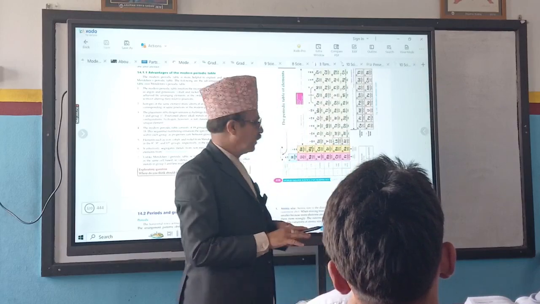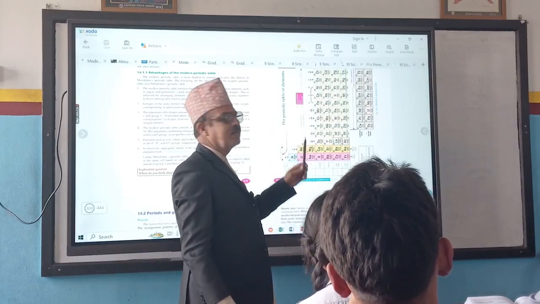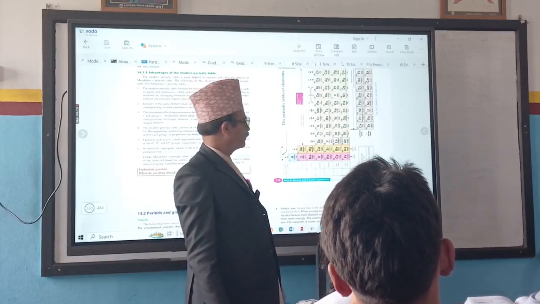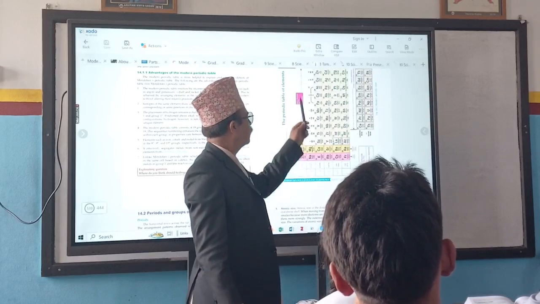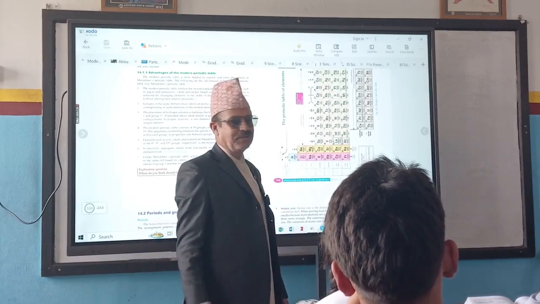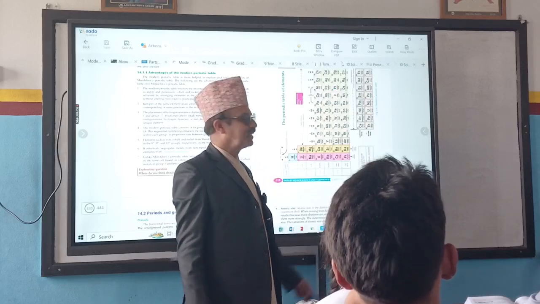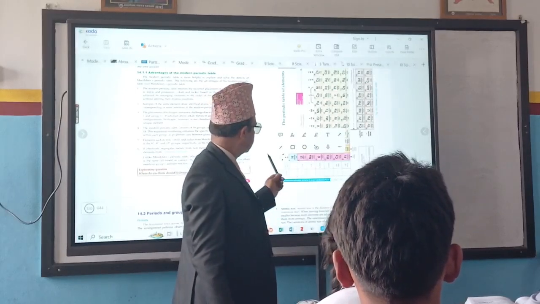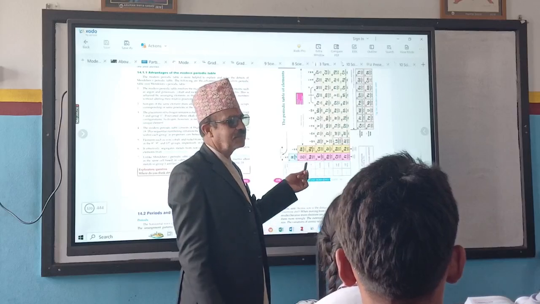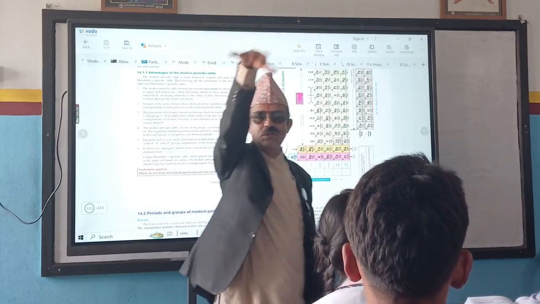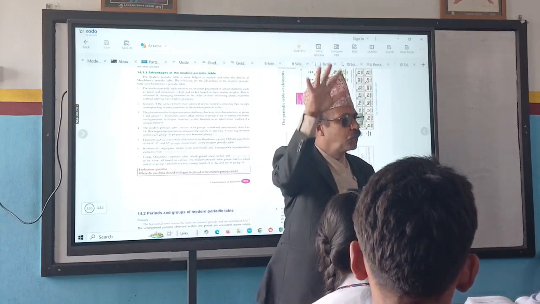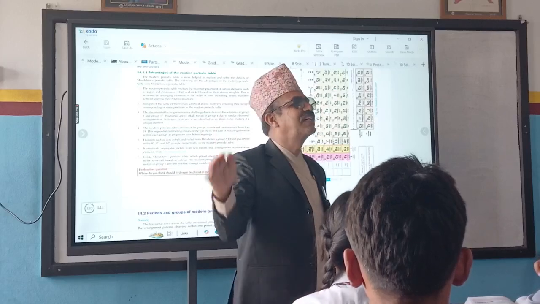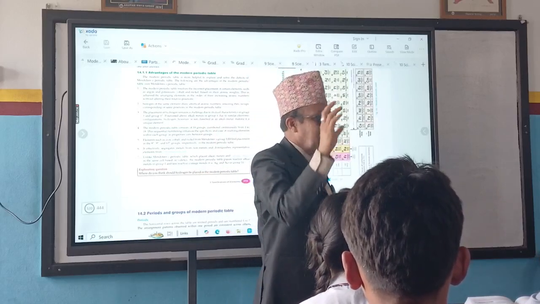Now again you have to remember, in between sodium and magnesium, which is more reactive? When you go from left to right, atomic size decreases. So sodium is more reactive. Magnesium is less reactive. If so, for metals, in a group reactivity increases. In a period reactivity decreases.